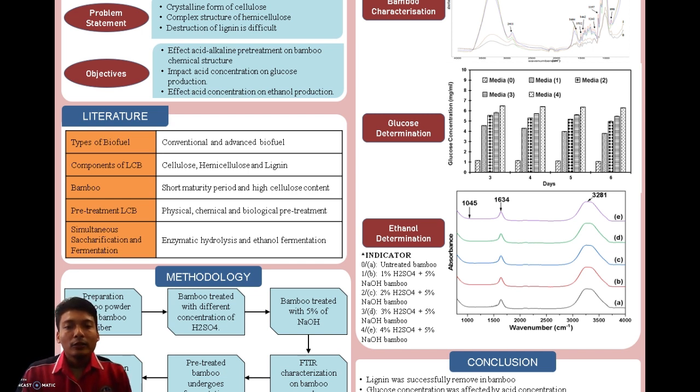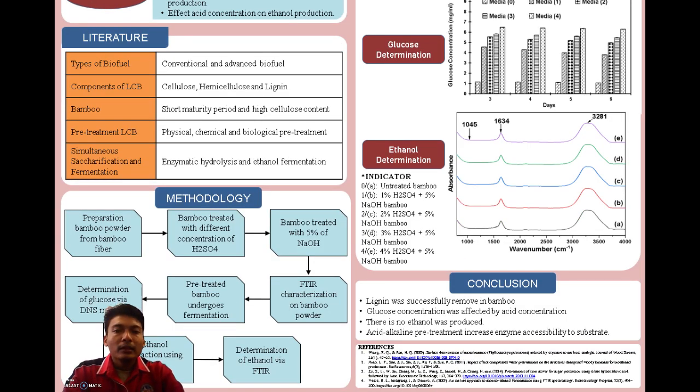Hence, it can be concluded that there is no presence of bioethanol in the sample. It's due to the yeast being inactive before the experiment started. In conclusion, acid-alkaline pretreatment successfully removed lignin content in the bamboo and produced glucose during the SSF. The glucose concentration produced was affected by acid concentration during the pretreatment stage. Even so, no ethanol was produced at the end of the study due to the yeast availability.